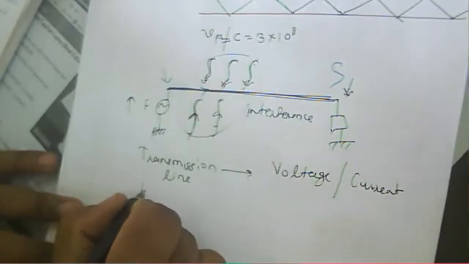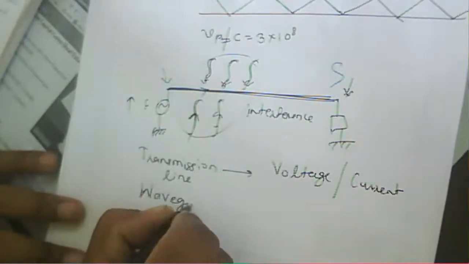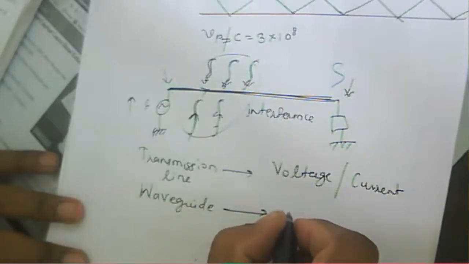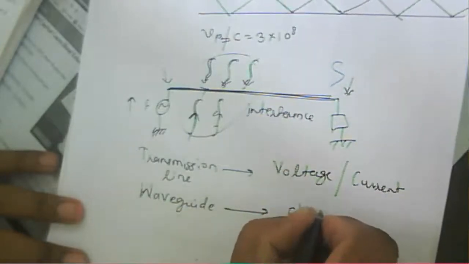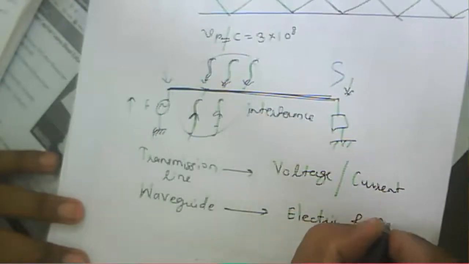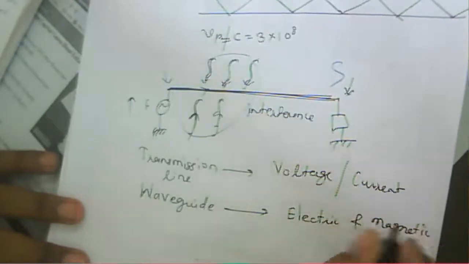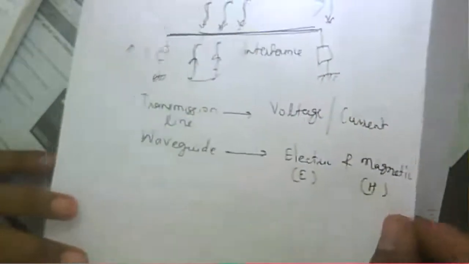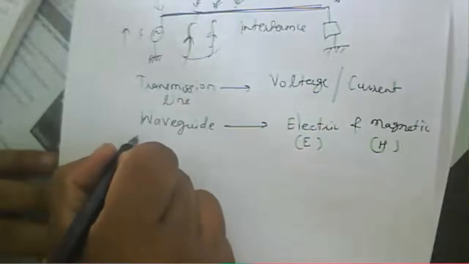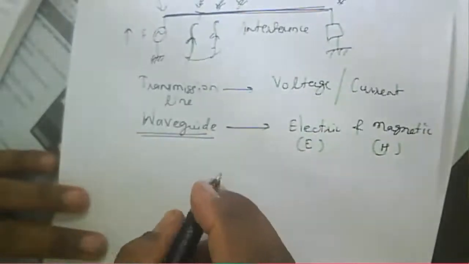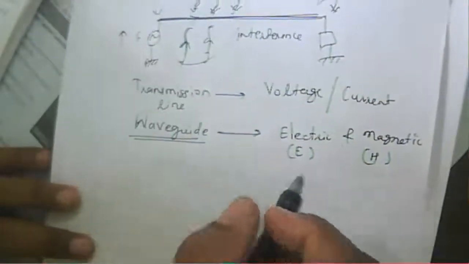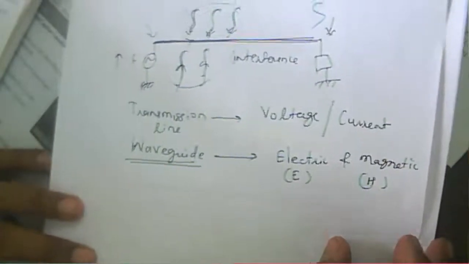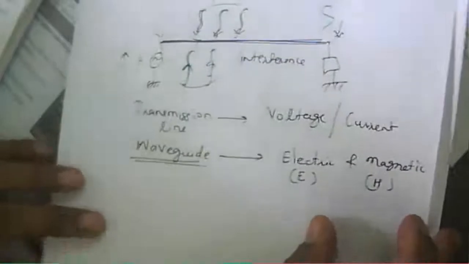But if you see a waveguide, in a waveguide there is no voltage or a current. We can represent the waveguide in terms of an electric field and a magnetic field component. We can represent it only in terms of E or H field component. Because there is no current propagating, in a waveguide only a wave is propagating. So that's why we relate the field component in terms of electric and magnetic field components. Okay, so just remember that.